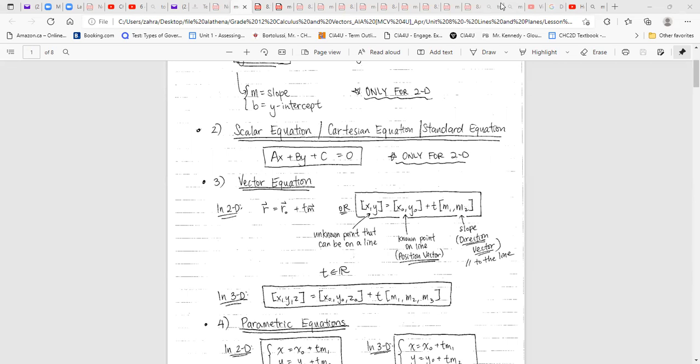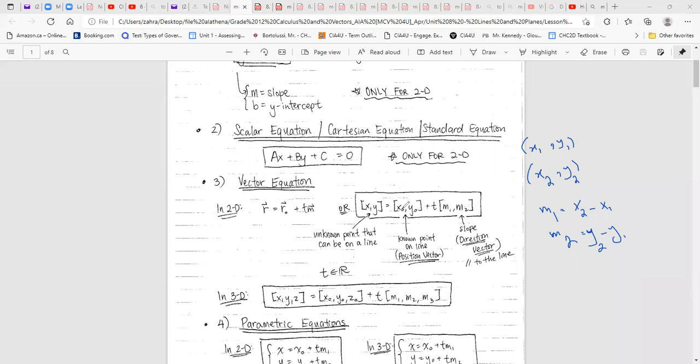So if you have two points, x1, y1, and x2, y2 is your second point, then m1 is going to be x2 minus x1, and m2, the y component, is equal to y2 minus y1. Here t is a parameter.